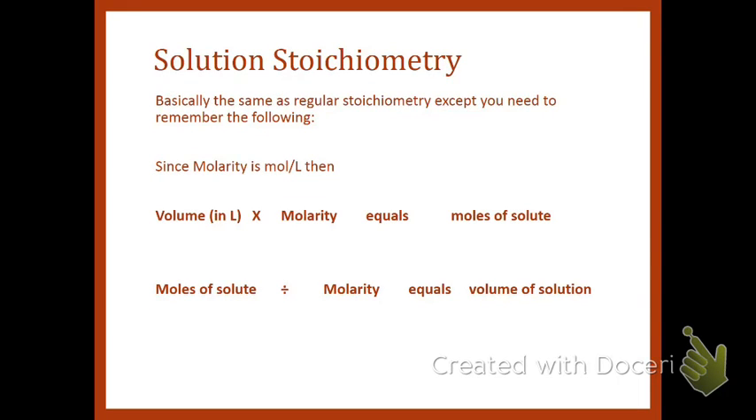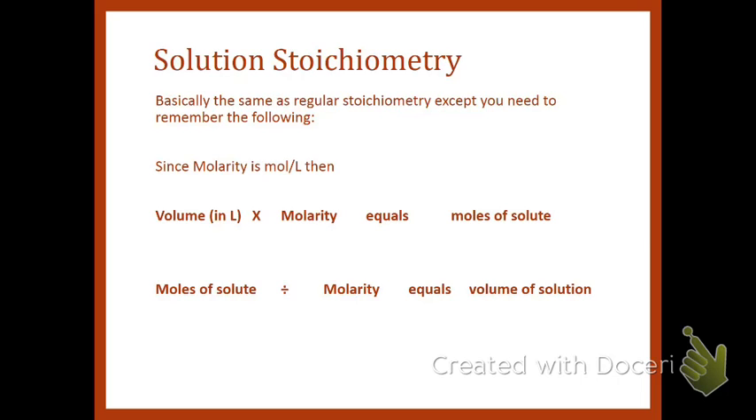So solution stoichiometry is going to be basically the same as regular stoichiometry. You're still going to need the mole ratio and all that kind of thing, but when we're dealing with solutions, we wouldn't have a mass. Like when we did stoichiometry the first time around, we said if you had 15 grams of whatever, you do the reaction, how much would you get? Well, if you're dealing with a solution, you're going to have a volume. So you would measure out a volume of that concentration. So that's what you're going to start the problem with.